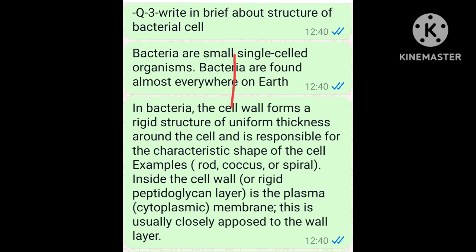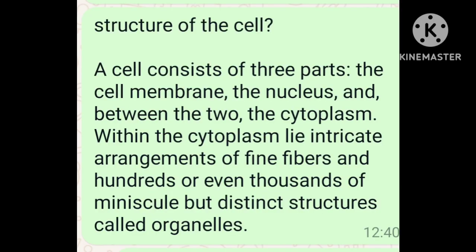Now, structure of cell. A cell consists of three parts: the cell membrane, the nucleus, and between the two, the cytoplasm. Within the cytoplasm lies an arrangement of fine fibers and even thousands of minuscule but distinct structures called organelles.